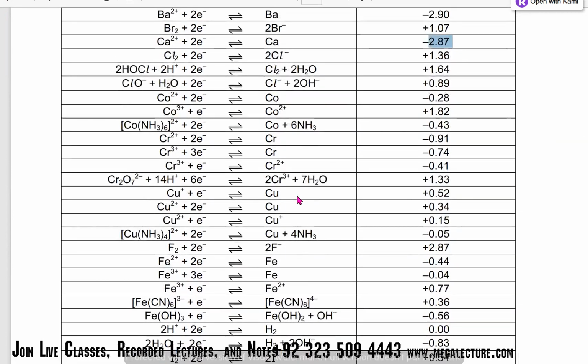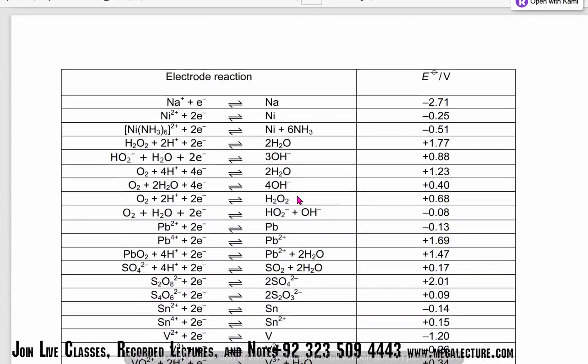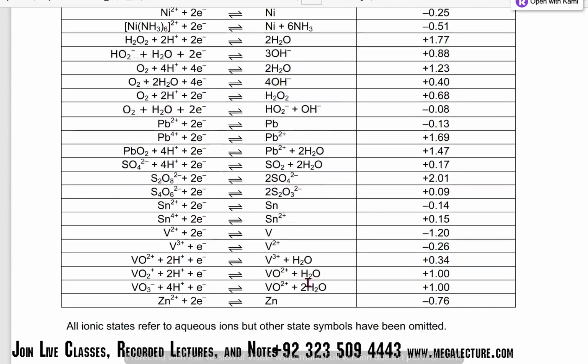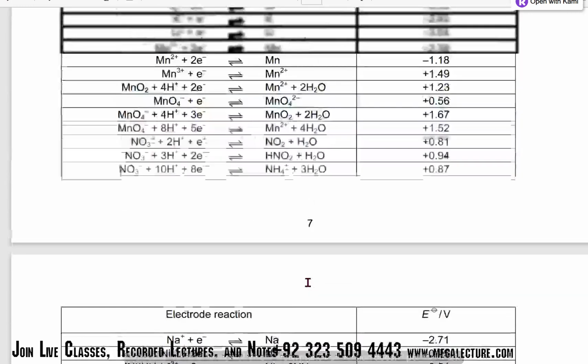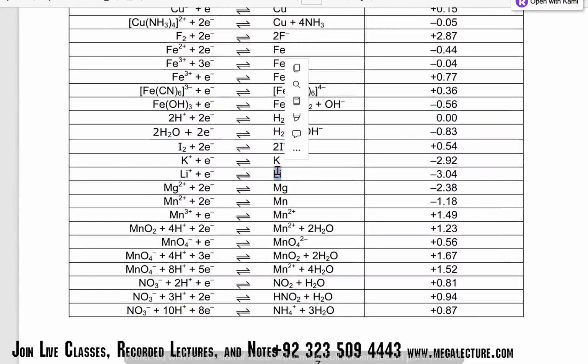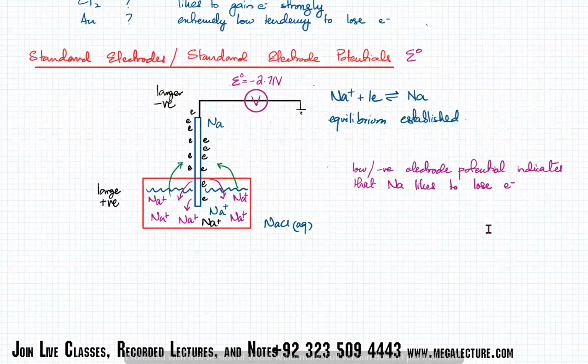Then you have other metals that like to lose electrons. Here's lithium. Why do you make batteries out of lithium? Because lithium strongly likes to lose electrons. It's got one of the lowest potentials. Potassium is kind of similar, also very, very low. Okay, so that's about losing electrons.